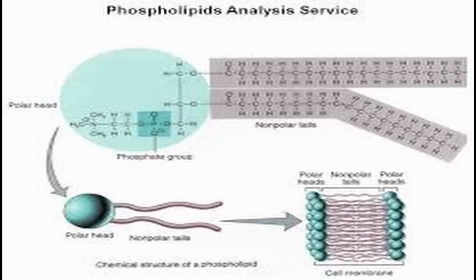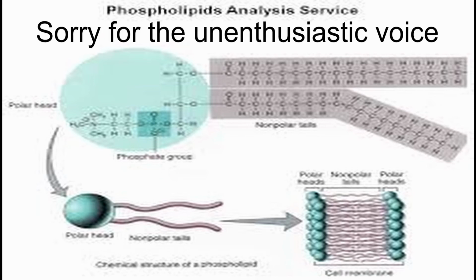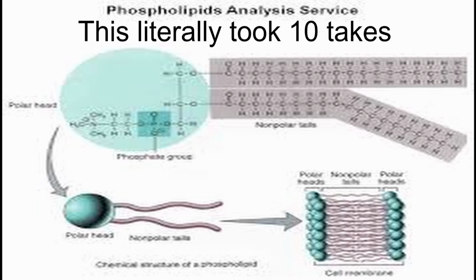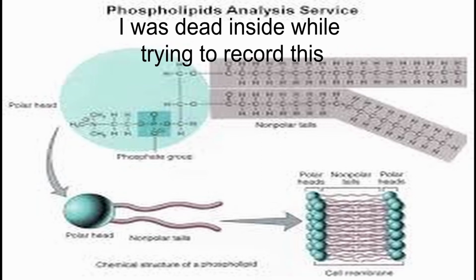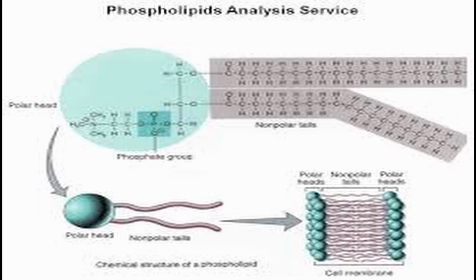Phospholipids are another type of lipids. They consist of 2 fatty acid tails that are nonpolar and hydrophobic. One of the fatty acid tails is saturated, the other is unsaturated. These fatty acid tails are attached to a hydrophilic head that consists of a glycerol with a phosphate group.